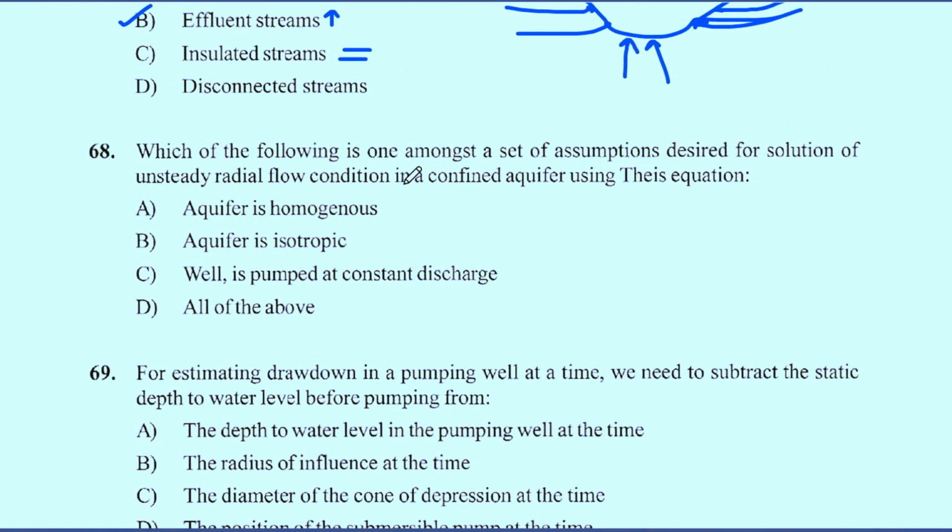Next question: which of the following is one amongst a set of assumptions desired for the solution of unsteady radial flow condition in a confined aquifer using the Theis equation? The Theis equation applies to material that should be homogeneous, isotropic, with constant discharge, as well as unsteady radial conditions. All the options A, B, C are correct, so all of the above is the answer.